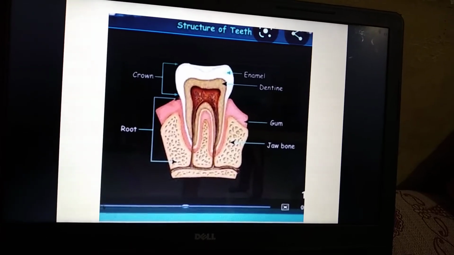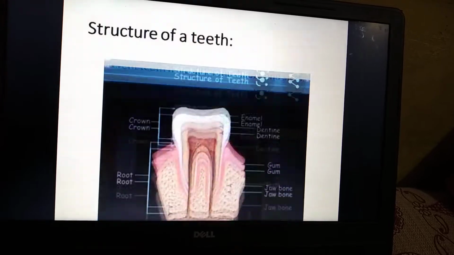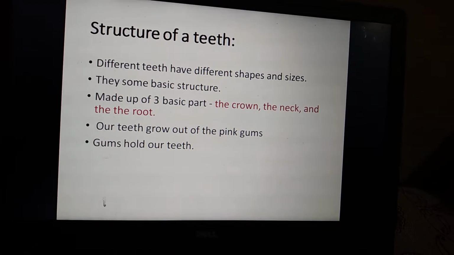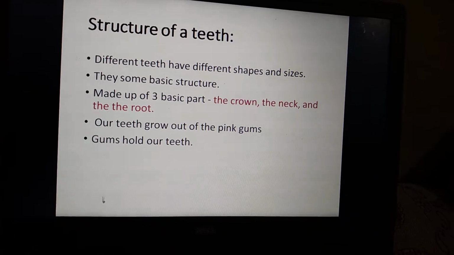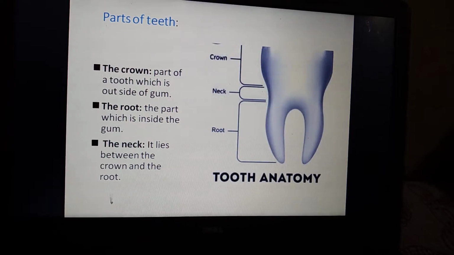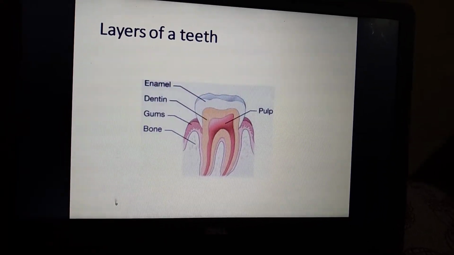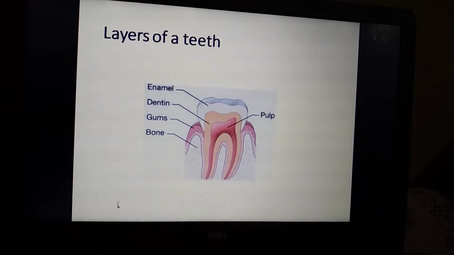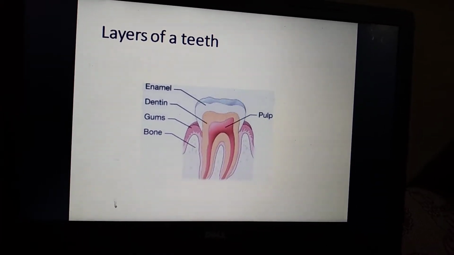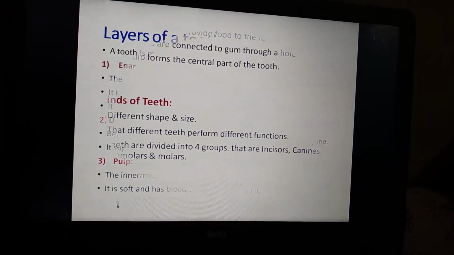The structure of the teeth. This is an image of the structure of the teeth. There are three basic parts: the crown, neck and the root. Next, we studied the layers of the teeth. There are three types of layers: enamel, dentine and pulp.